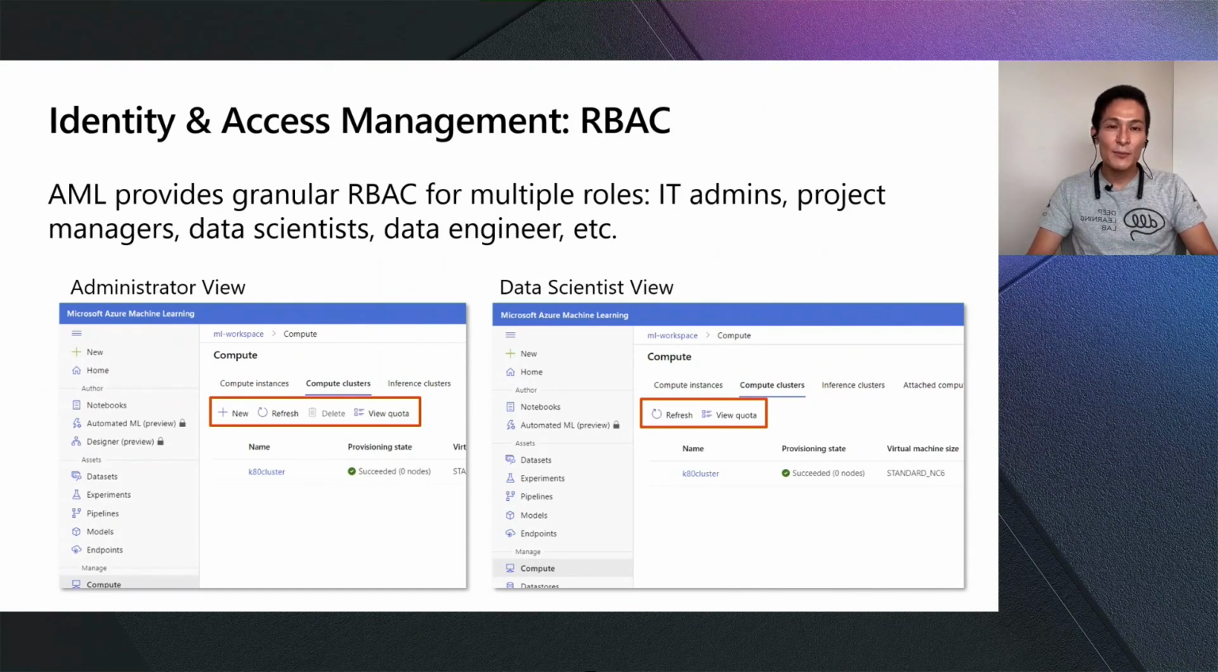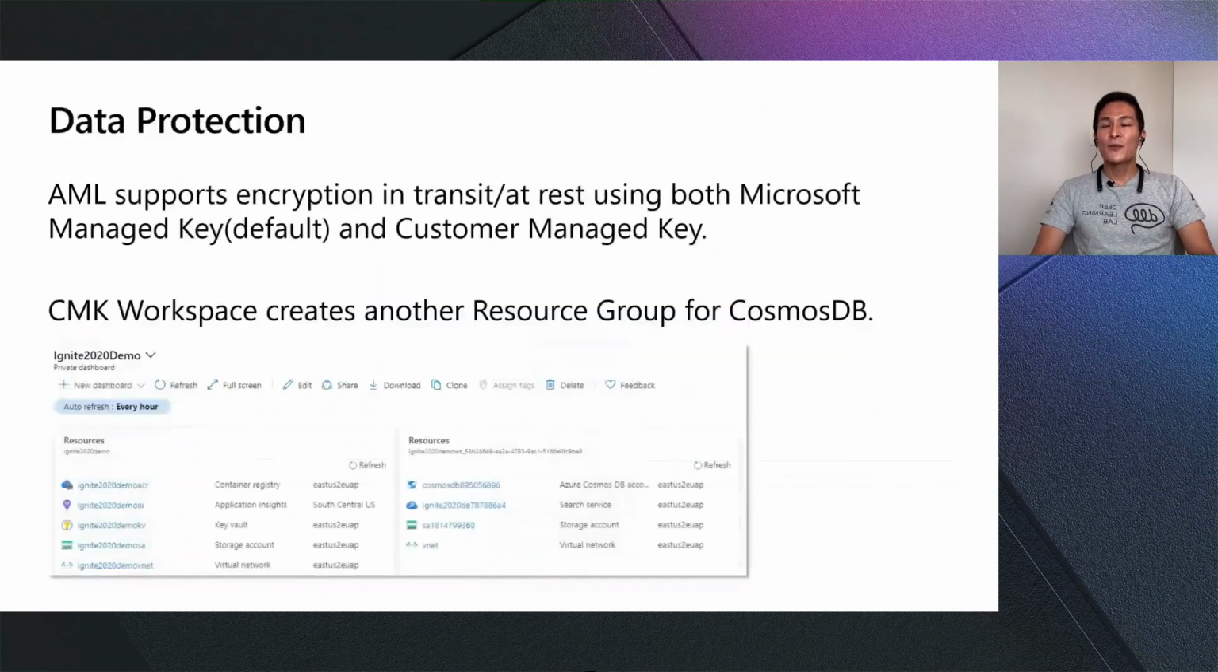By creating custom roles for administrator and data scientist, we can apply this kind of RBAC. And we will create built-in roles for typical roles such as administrator and data scientist in the near future. So that's the identity. And for data protection, Azure Machine Learning supports encryption in transit and at rest, using both Microsoft managed key, which is the default, and you can also configure a customer managed key. And in the case of a customer managed key, an additional resource group is created for the customer's DB to store metadata of Azure Machine Learning.